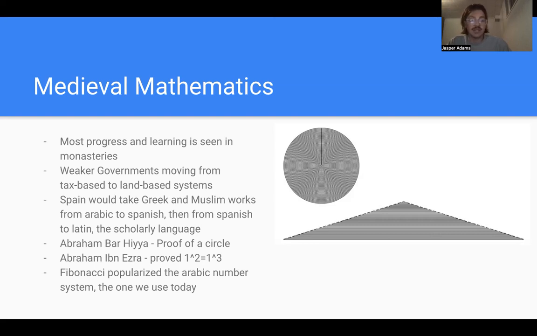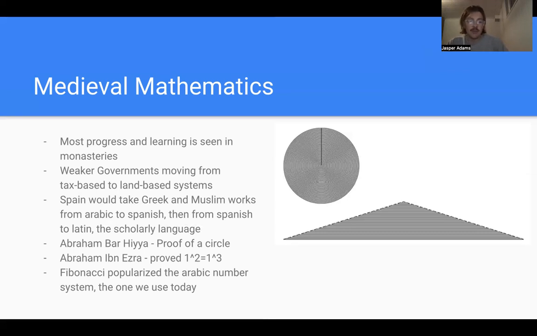We see that Spain would take Greek and Muslim works. This is a great thing for the growth of the West. We see Spain taking the Greek and Muslim works from Arabic to Spanish, and then from Spanish to Latin, which was a scholarly language at the time and the generally spoken language that people would be using to learn. So that was a great thing to be able to take these older works and be able to evaluate them and further build on them, as we see has been done today.